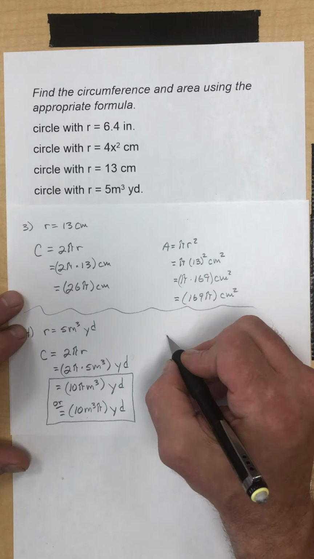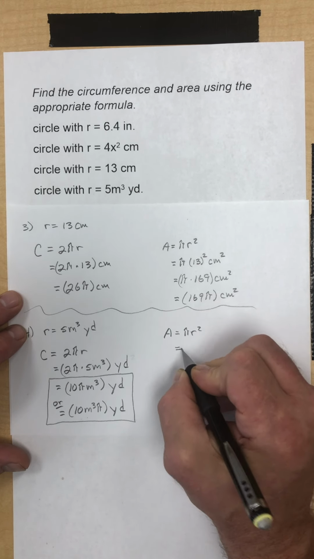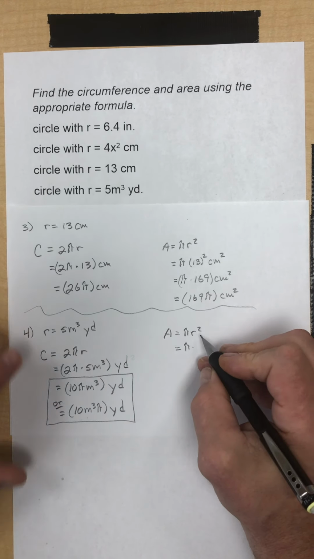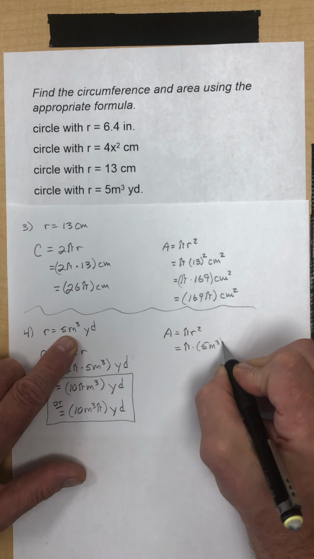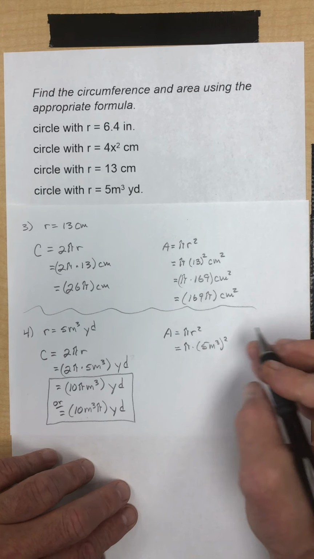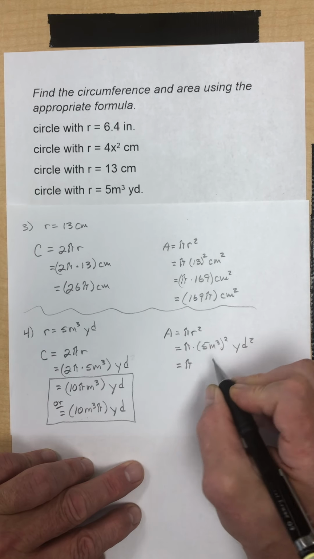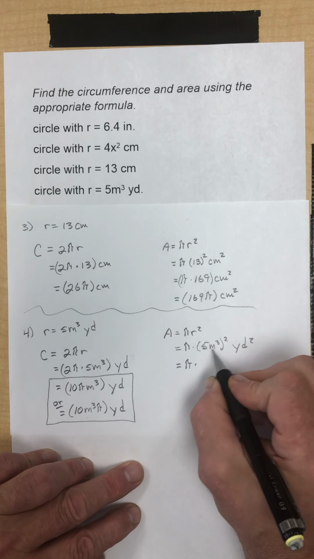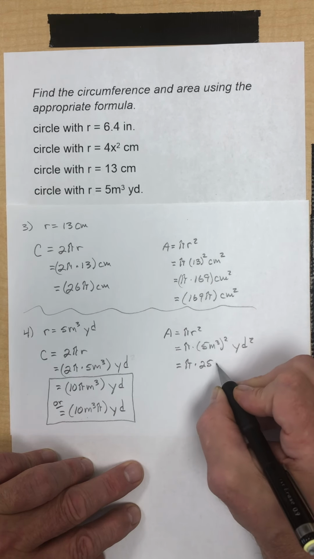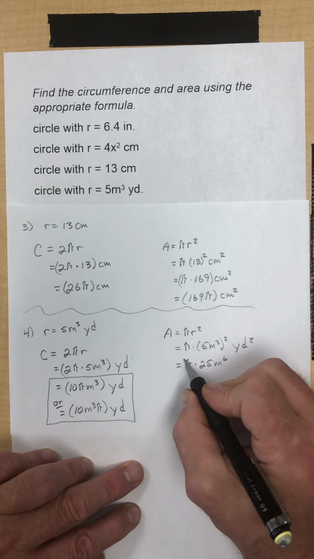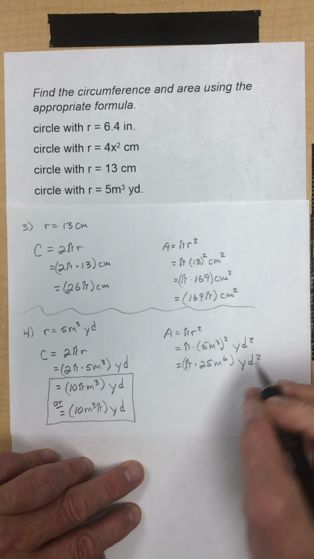Let's do the area. Remember, area is pi r squared. So we get pi times, I have to square everything here. I have to square all of 5m cubed. Now this is area, so of course it's squared units. So I get the pi out front. Now when I square 5m cubed, I have to square everything. So 5 squared is 25. When I square m cubed, I get m to the 6th. And my unit of measurement is square yards.